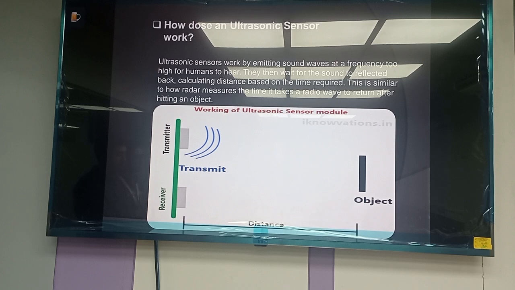It will not actually receive the noise, because that particular receiver is designed for a particular range of frequency, and it is calculated so that it will receive only that particular frequency; otherwise, it will omit the other frequencies. It will be omitted. Okay.